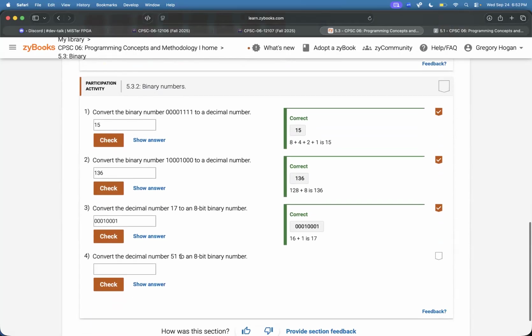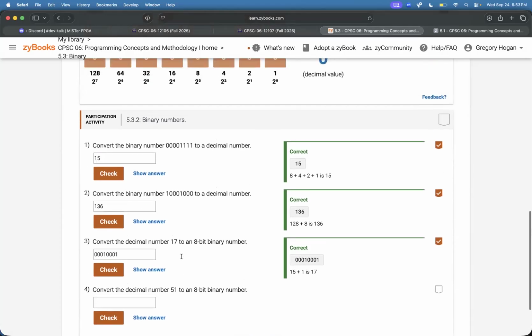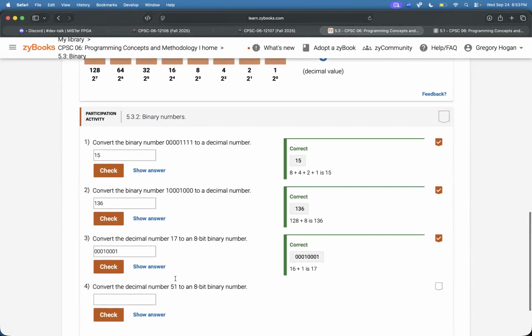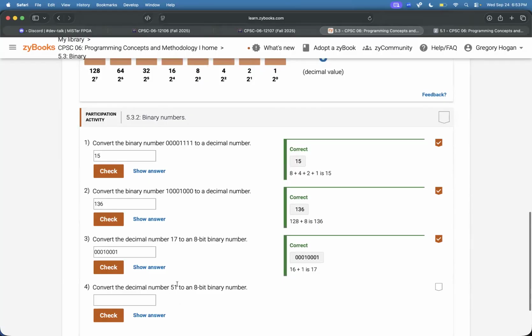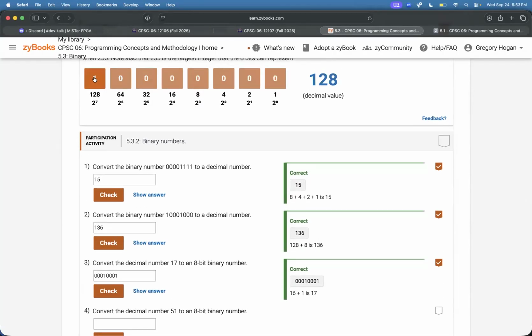Convert the number 51 to an 8-bit binary number. Same idea. If you're trying to get to 51, you don't click on 128, because that's already too big. You don't click on 64 because that's already too big. But if you're trying to get to 51, we probably need a 32, right? So now we got 32. And maybe we need a 16. So click on it, 48. Okay, we're up to 48, which is still smaller than 51.